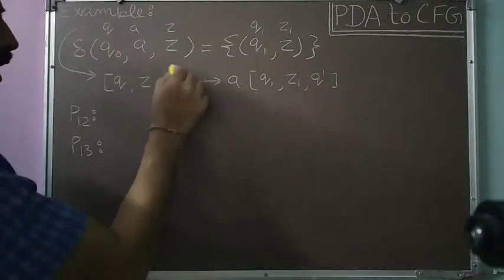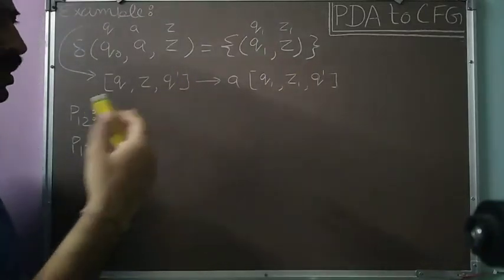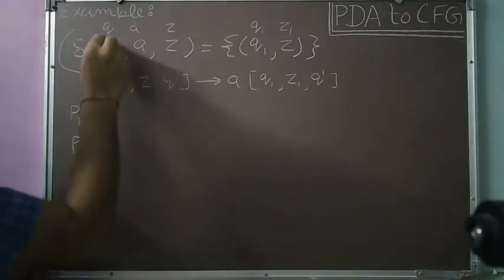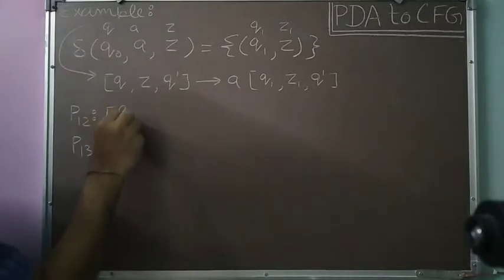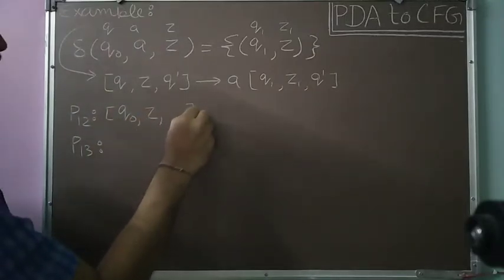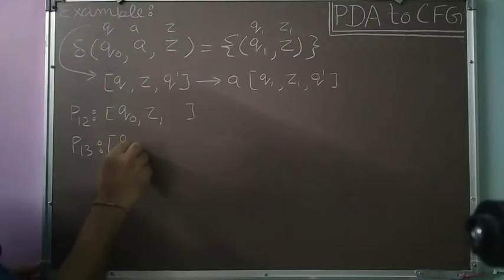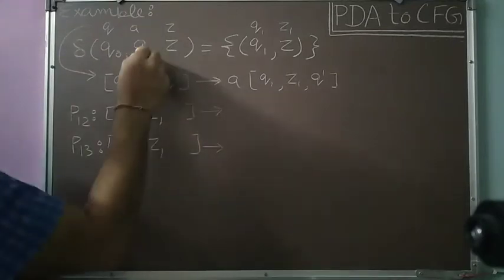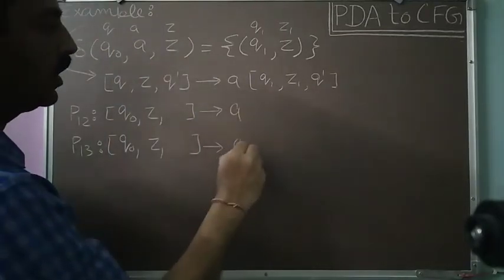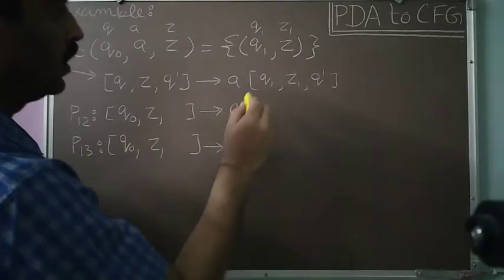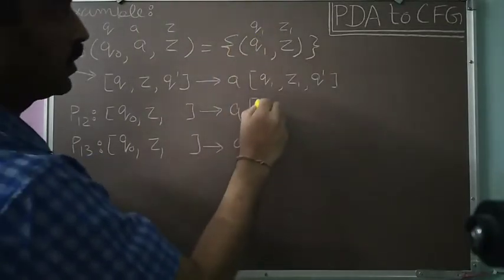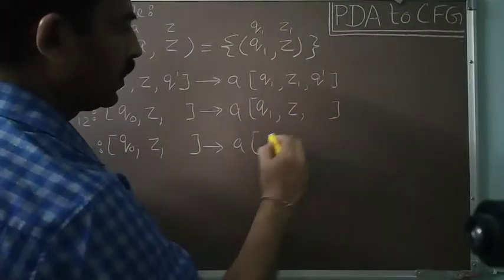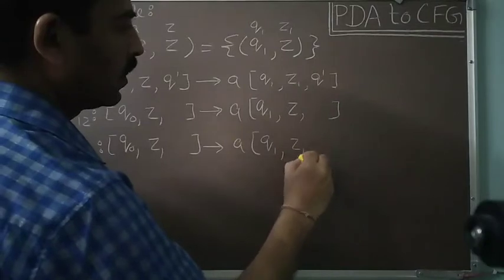Now the only unknown is Q' here, so it will induce 2 productions. First we write the values of Q and Z. Q is Q0 and Z is Z, so Q0 Z and then Q0 Z. Now the value of A is A, so A, and then Q1. The value of Q1 is also Q1, and the value of Z1 is Z. So Q1 Z.